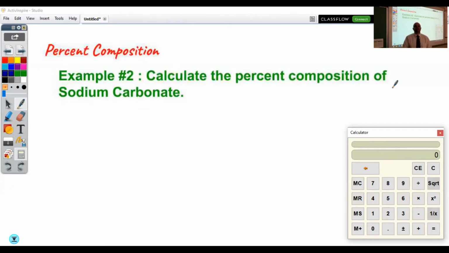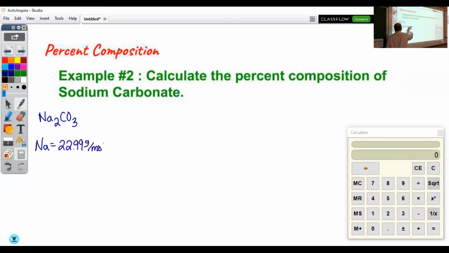Let's take a look at a second example. In this example, we're finding the molar mass first for sodium carbonate. You might recall that the formula for sodium carbonate is going to be Na2CO3. So for sodium, I have a molar mass that's equal to 22.99 grams per mole. I'm going to multiply that by 2. For carbon, I have a molar mass that's equal to 12.01 grams per mole. And for oxygen, I have a molar mass that's equal to 16.00 grams per mole.